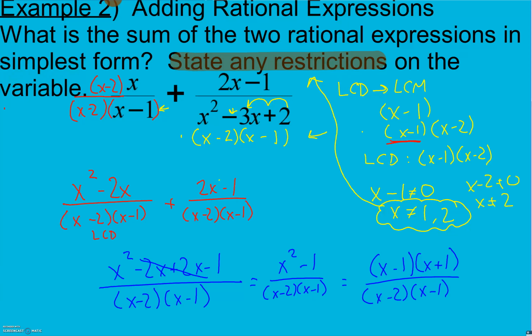Last step here is anytime we have something divided by itself, it cancels out. So my final answer is going to be x plus 1 over x minus 2 with my restricted domain, as long as x is not 1 or 2.